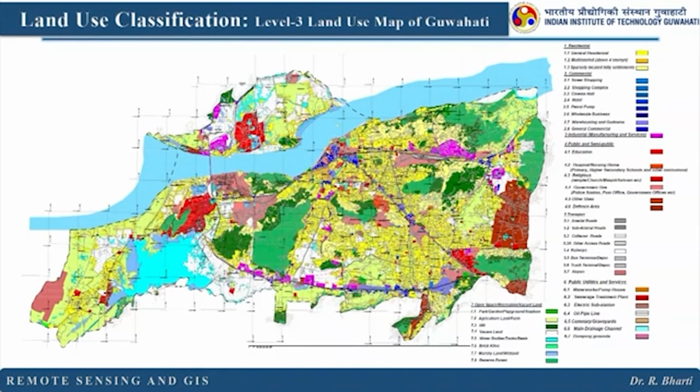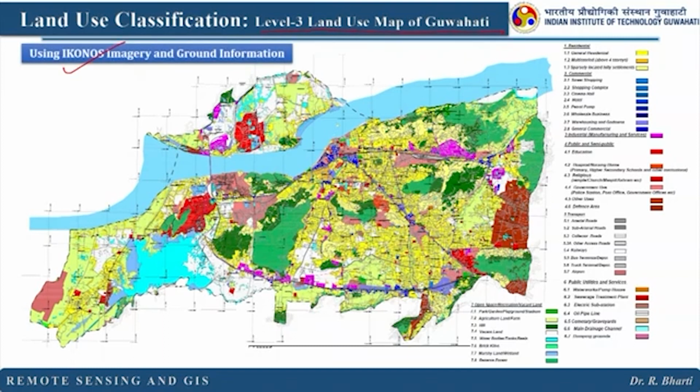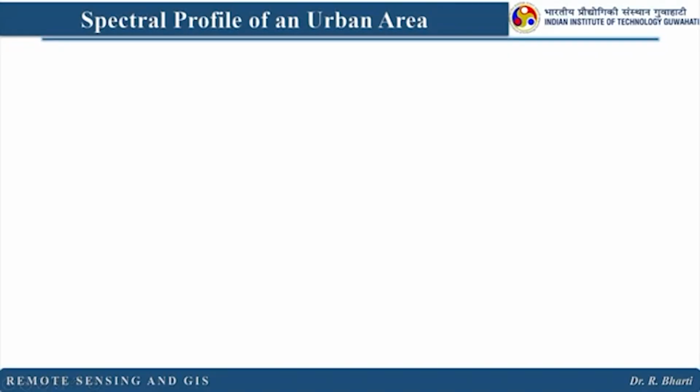Here, this is one land use classification output. This is the level 3 land use map of Guwahati city. This is produced using IKONOS imagery and ground information, and this is from the comprehensive master plan of Guwahati Metropolitan Area from GMDA, right. So you can see how much detailed mapping you can perform when you have high spatial resolution data, right. In this particular slide, I will highlight the advantages when you have high spectral resolution.